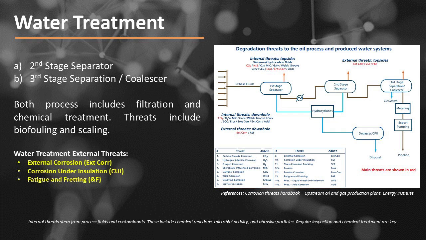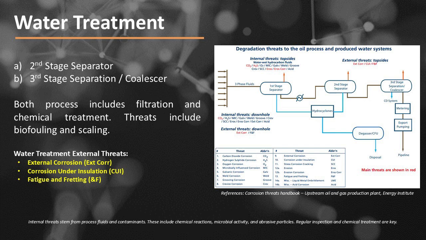Water treatment external threats to be considered. Number 1 is external corrosion. This is corrosion that occurs on the outer surfaces of water treatment equipment and piping due to exposure to the surrounding environment. Factors such as humidity, rain, salt-laden air, especially offshore, and chemical spills can accelerate corrosion. Protective coatings, regular maintenance, and environmental monitoring are essential to mitigate this threat.